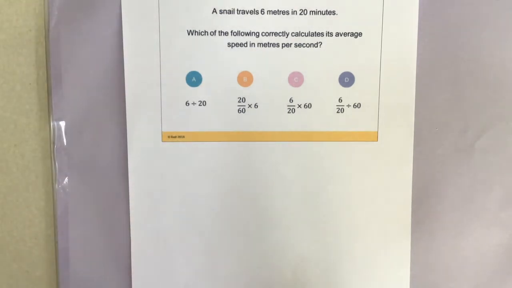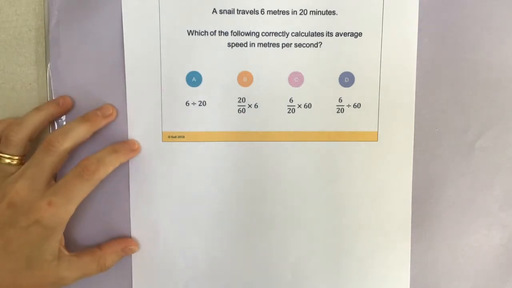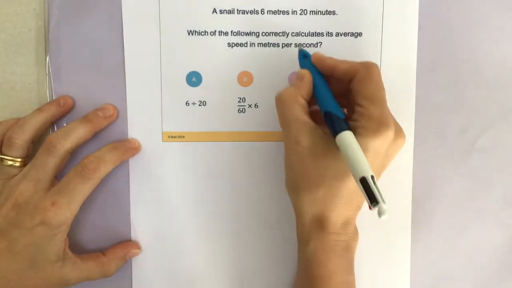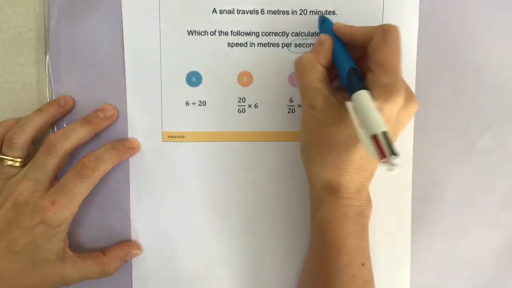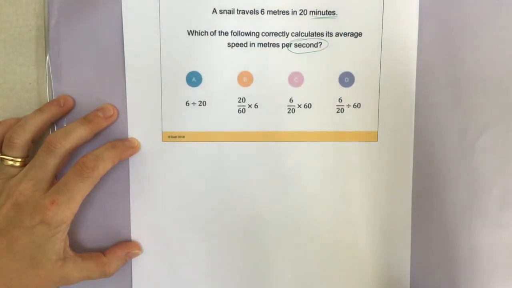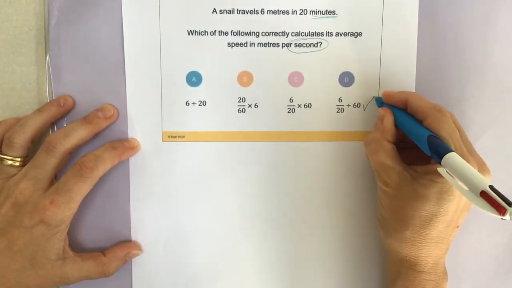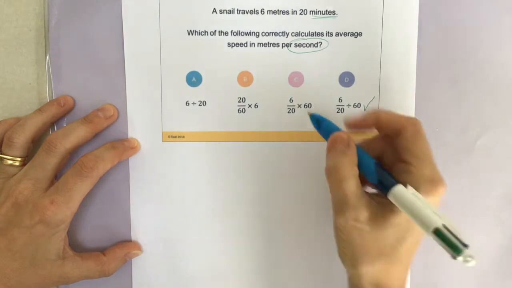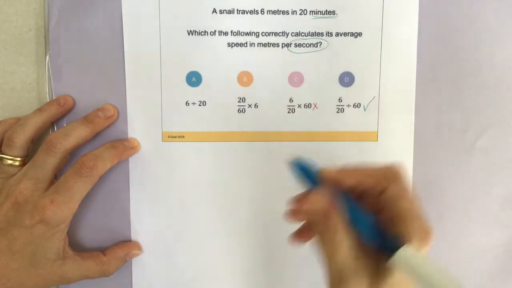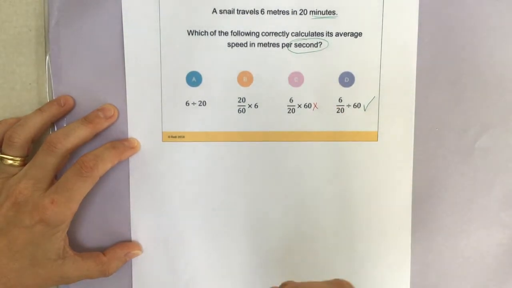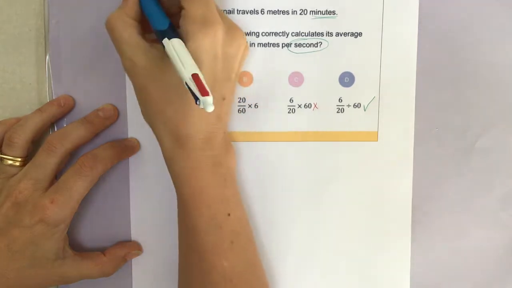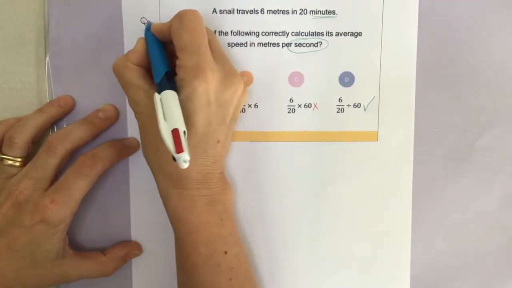So for this one, a snail travels 6 metres in 20 minutes, which of the following correctly calculates its average speed in metres per second. The important thing here is that it's metres per second, whereas this time is in minutes. The right answer here was this one, and the wrong answer here was C. Okay, and I'm going to go through why they are. Just for those people who want to know from the compound measures, this is question 4.